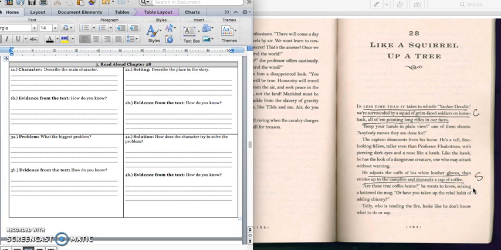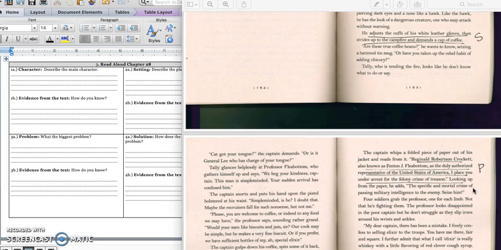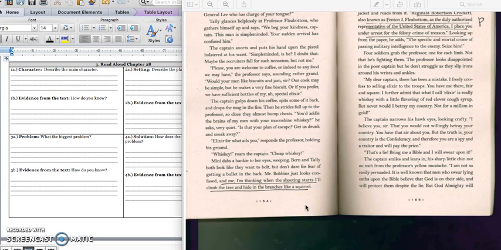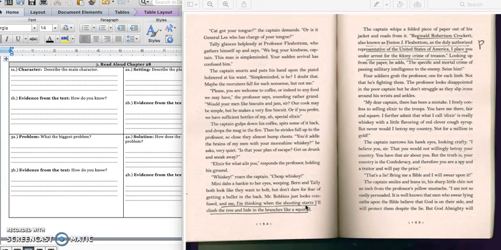We will write down this quote on page 153. He adjusts the cuffs of his white leather gloves, then strides up to the campfire and demands a cup of coffee. Press pause to write down your answer and play when you're ready to keep reading. We'll turn the page in our text so that we can keep reading. Here we go.